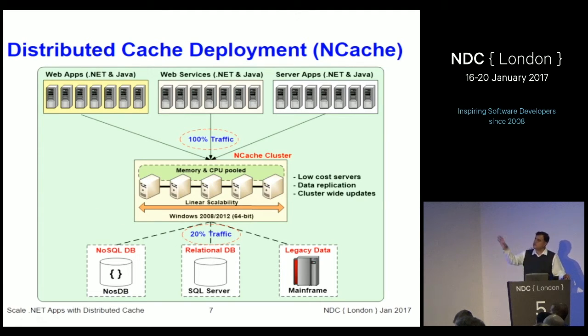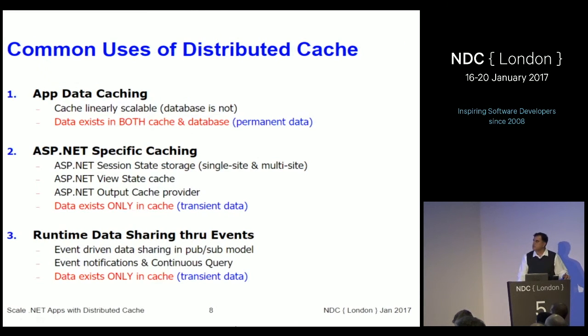So this is the case for why you should be using a distributed cache in your application, and what problem it is going to solve. So let's say once you're convinced that distributed cache is going to solve this scalability bottleneck, the next question that comes to mind is, how do you use it? Where in your application should you use distributed cache? What are the use cases where distributed cache makes sense?